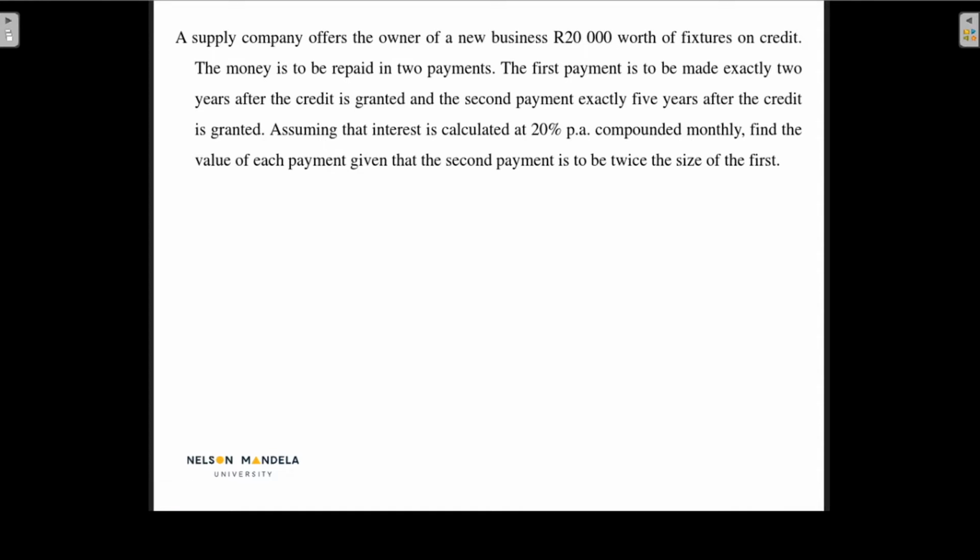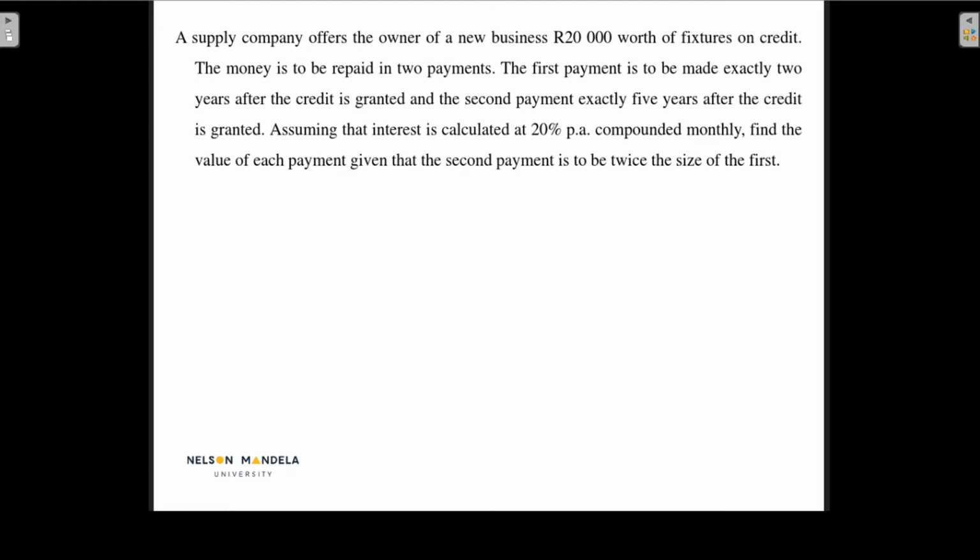So for number 5, a supply company offers the owner of a new business 20,000 rands worth of fixtures on credit. The money is to be repaid in 2 payments. The first payment is to be made exactly 2 years after the credit is granted, and the second payment exactly 5 years after the credit is granted. Assuming that the interest is calculated at 20% per annum compounded monthly, find the value of each payment, given that the second payment is to be twice the size of the first.